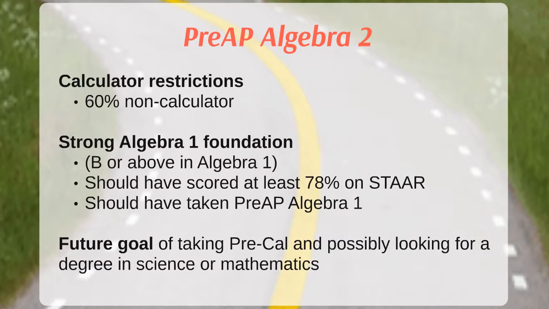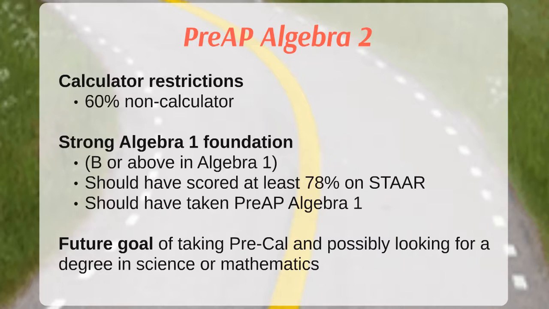Let's talk about the requirements for Pre-AP Algebra 2. This course is designed for students that are on the track to take an AP Math course. Because of this, Pre-AP will operate with a 60% non-calculator restriction to get them ready for the AP Math test. Therefore, if you are a student that relies heavily on a calculator, we would suggest looking at the academic course as it may be a better fit.